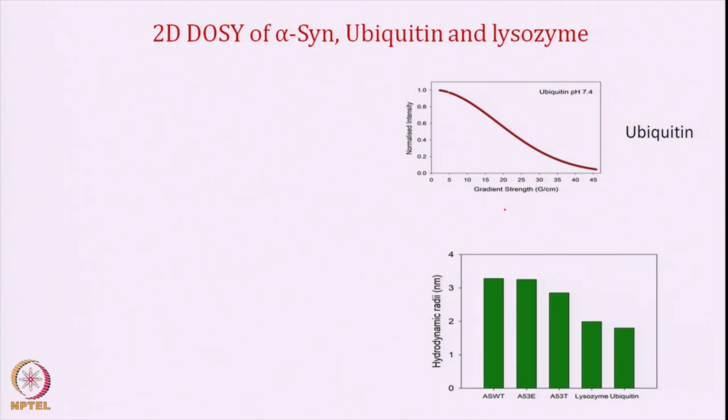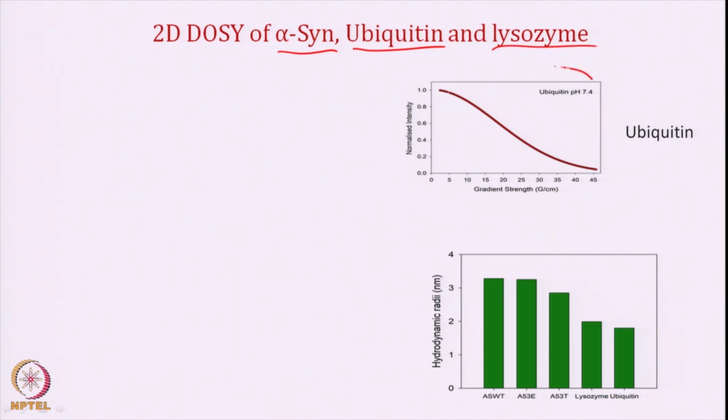So, I am showing you here 3 experiments. Alpha synuclein is a natively unstructured protein of 140 amino acids. Natively unstructured means a long chain. Then we have ubiquitin, which is a 76 amino acid long globular protein, and we have lysozyme, which is also a little bigger than ubiquitin.